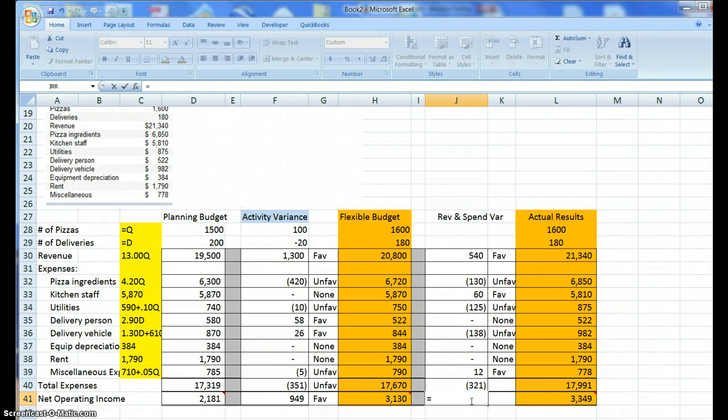So normally I would just take 540 and subtract 321, but because I have it bracketed in Excel, I actually have to add it because I'm adding a negative number. So in total this was unfavorable, again the negative bracket, but we had 540 of favorable revenue variances that offset some of this unfavorable cost, so the net impact was that it was favorable.